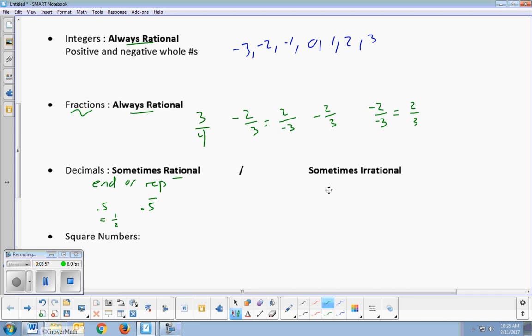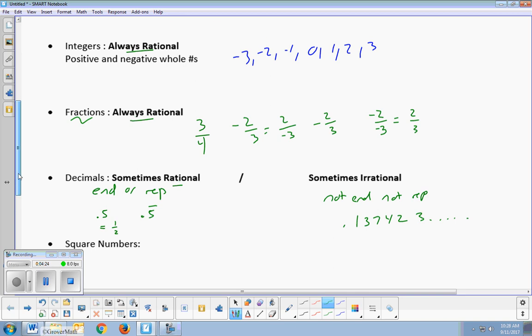An irrational decimal does not end, so it goes on forever, and it does not repeat. So something like 0.13724, dot, dot, dot, and the dot, dot, dot here is not that it's 3 repeating, it's just random numbers. It goes on forever, and there's no pattern. That's probably the most important piece: rational decimals have a pattern, irrational decimals don't.